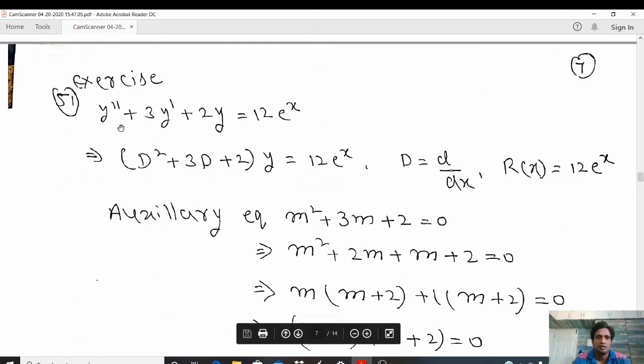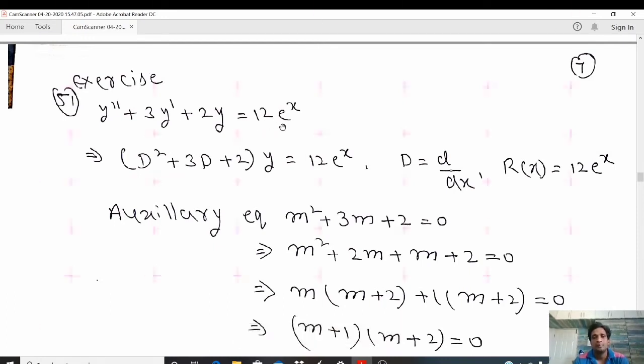See here, y double dash plus 3y dash plus 2y is equal to 12 into e power x. Actually, this problem you can do in another way also, like the Q is equal to e power ax form. Now we are doing this problem using variation of parameters also.